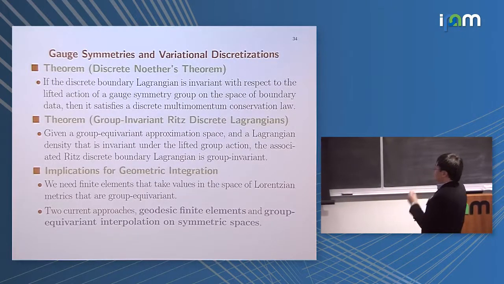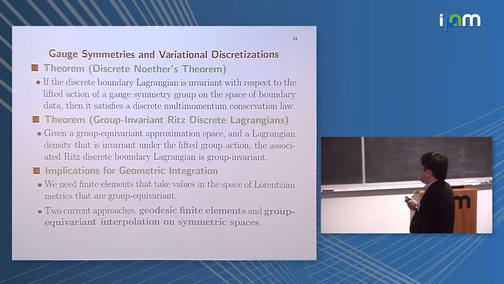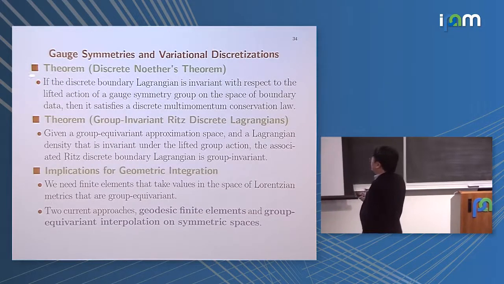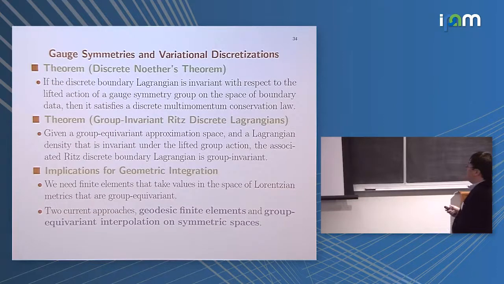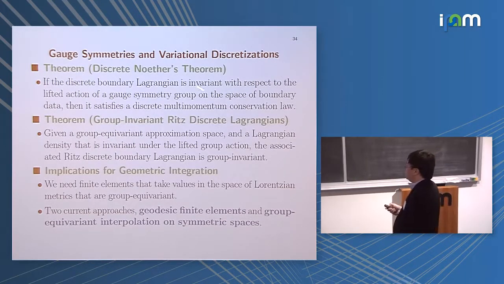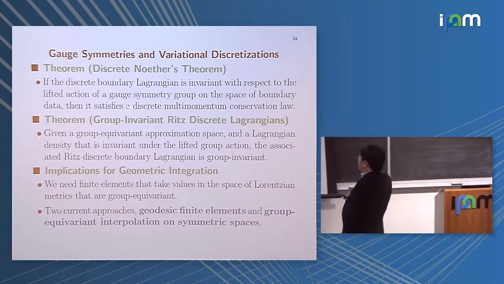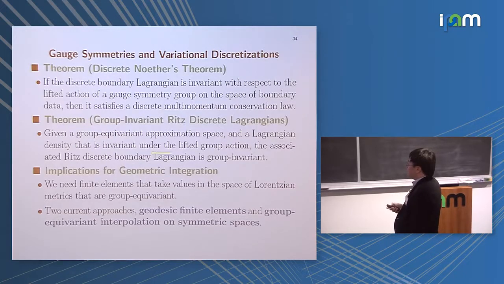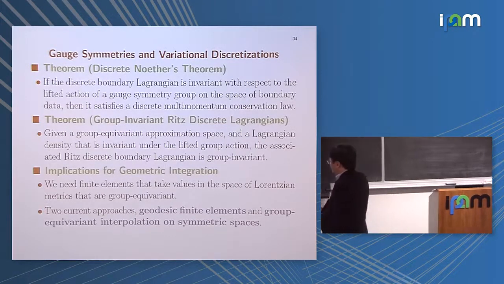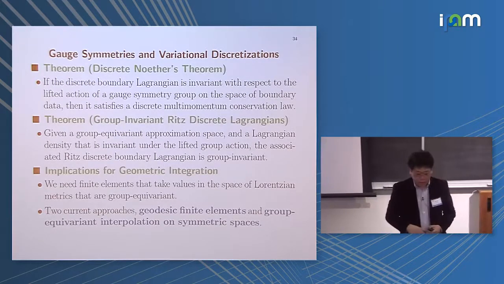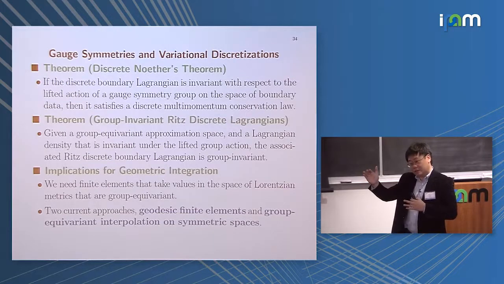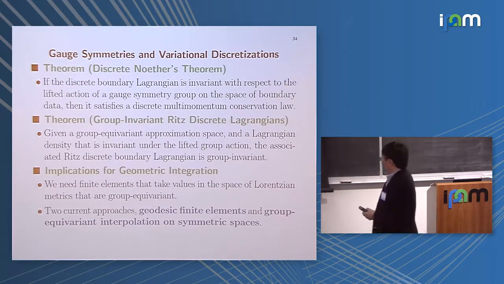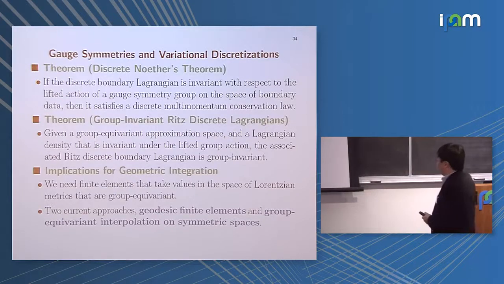So again, the take-home message is that once you take these things into account, you can construct a discrete boundary Lagrangian, and if it's invariant with respect to a lifted action of the gauge symmetry group on the boundary data, then it will satisfy a discrete multi-momentum conservation law. To construct one of these, you have to have group equivariant approximation spaces. But what complicates matters is that in GR, the finite element has to take values in the space of Lorentzian metrics, which is not a convex space. So you have to be a little bit careful.